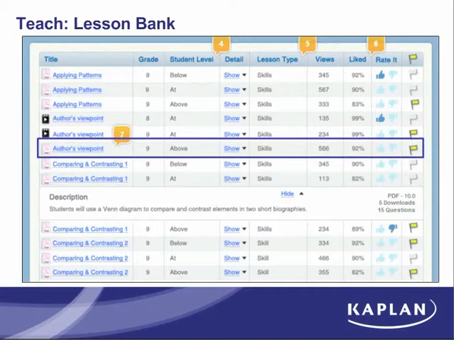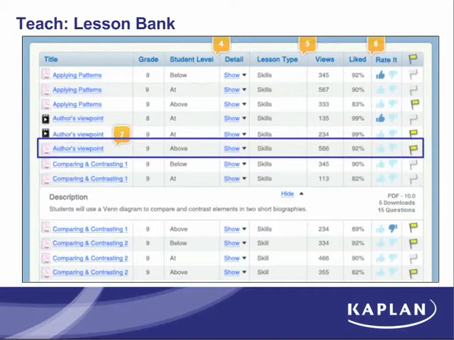For all skills, you can find a PDF lesson designed for students below, at, and above grade level. Moving to the right again, you can see that this is a skills lesson rather than a strategy lesson. The next two columns give you a sense of what your colleagues thought of the lesson.